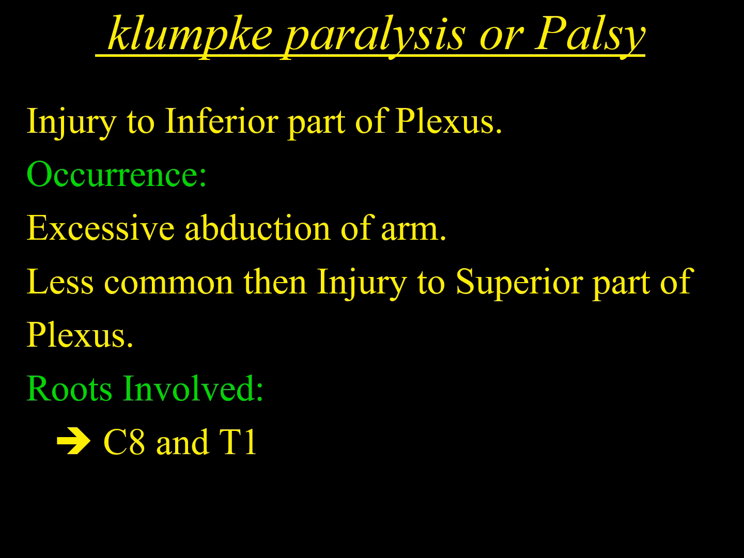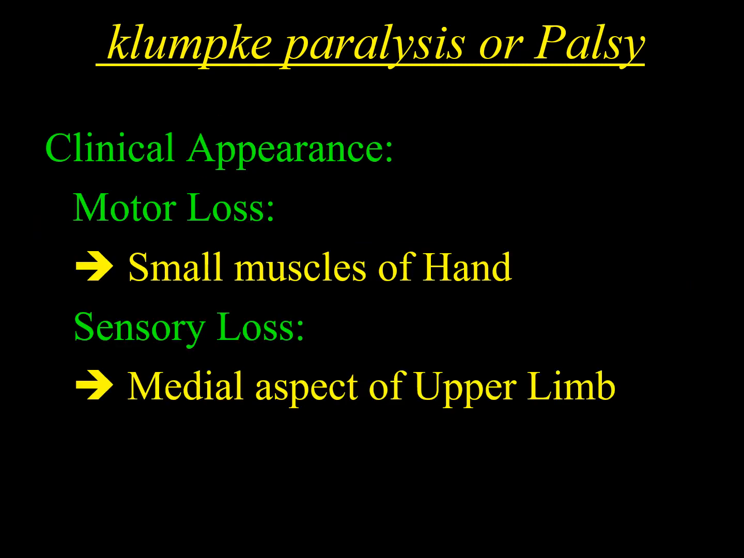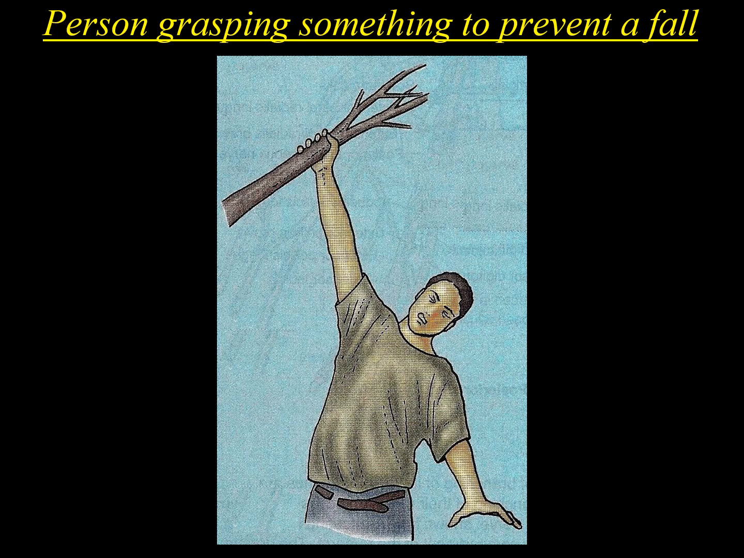So motor loss will occur to the small muscles of the hand, because the nerves from C8 and T1 are mainly supplying the muscles of the hand, and sensory loss will occur to the medial aspect of the upper limb, because the supply from C8 and T1 is not coming toward the medial part of the upper limb. So here you can see a person grasping something to prevent a fall. So if this angle is increased again, so over abduction is taking place, it can stretch out C8 and T1.